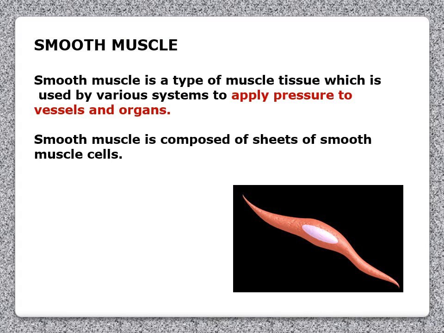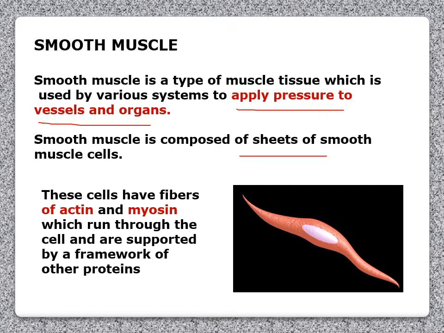The next one is smooth muscle. That is also a type of muscle tissue. And smooth muscle is used by various systems to apply pressure to vessels and organs. Smooth muscle is composed of sheets of smooth muscle cells, and that is why it is known as smooth muscle.